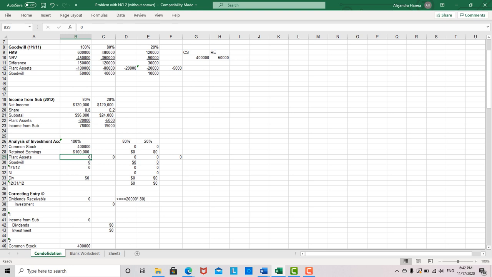Okay, the plant assets. Now, the basic plant assets are equal to 100,000. That's the amount you wrote up plant assets by. However, we're working at the beginning of 2012. The acquisition took place in 2011.